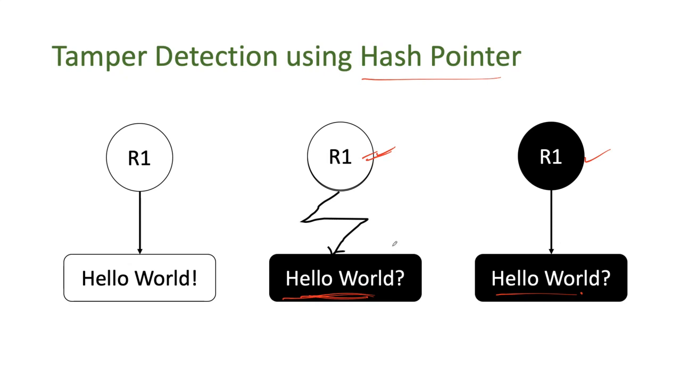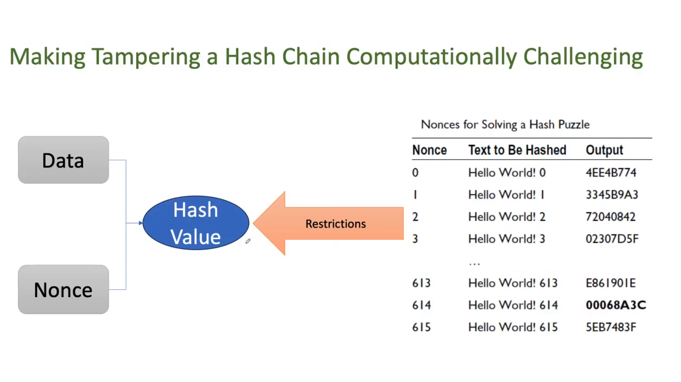Based on this new hash, the new block name will be changed, or any existing blocks which depend on this R1 must be updated every time, sequentially. Correct? So it can easily be detected whether this message is tampered or not. Right? So tampering with a hash chain is computationally challenging. How to identify that? Based on nonces, the time at which these hash values are computed.